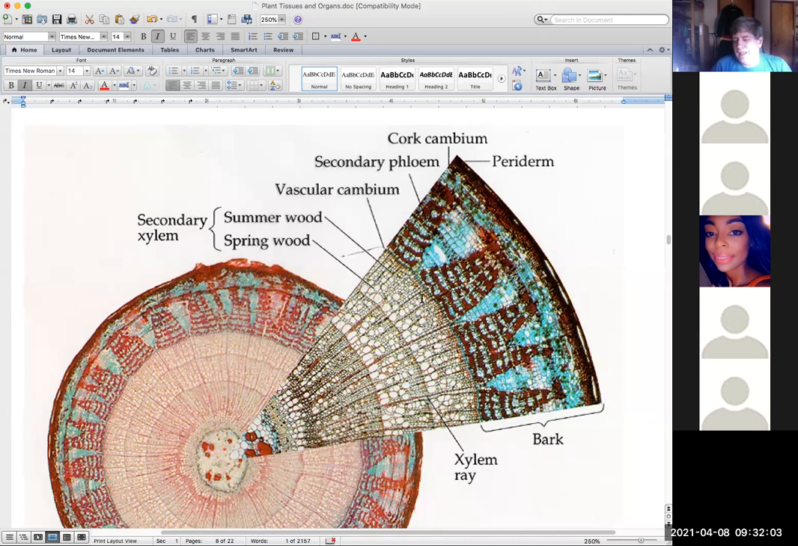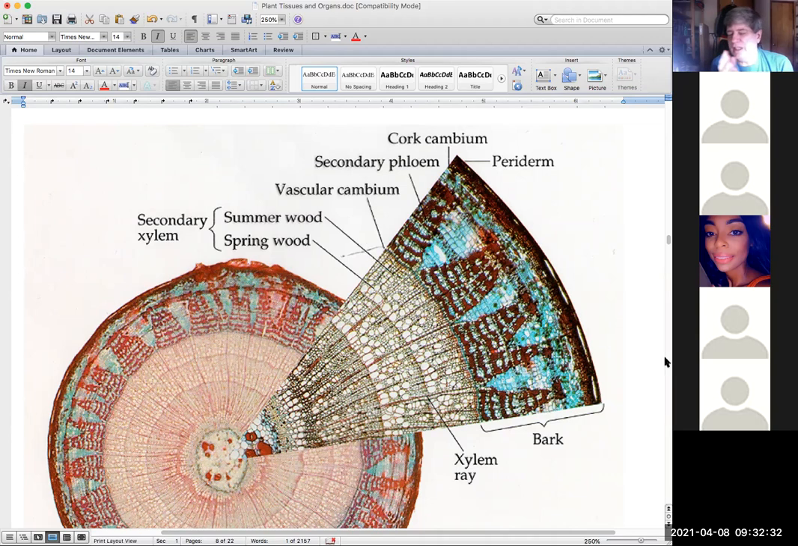Now, keep in mind, if we look at the phloem and we look at this little greenish band out here, this is part of the cortex. And if we look at the periderm and what's left of the epidermis, this is the area of a woody plant that we call the bark. The xylem is the area that we call the wood.